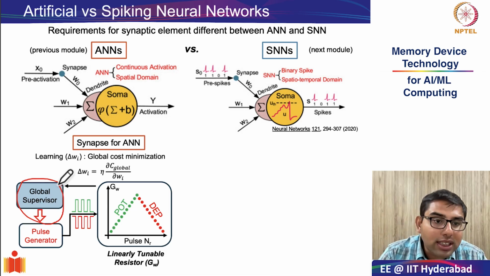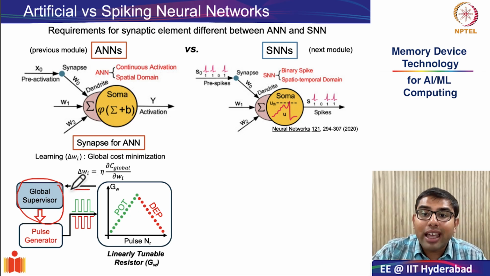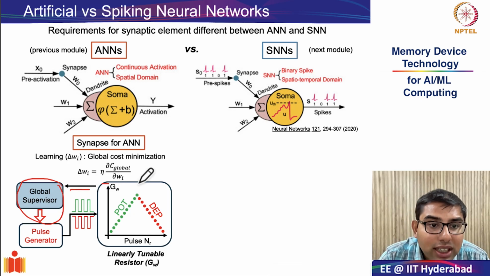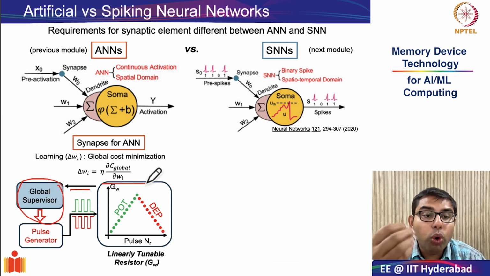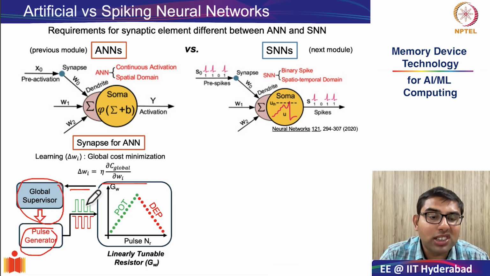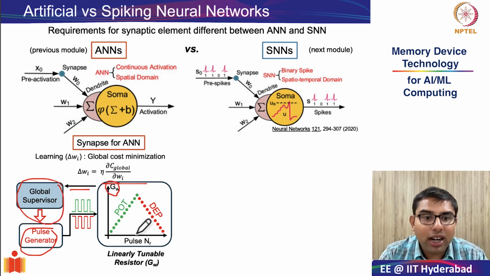What it does, it knows the current weight, and depending on how the current weight affects the global cost function, the new weight is computed. I hope you remember this from our study. Here, the updates to our weight depends on the global cost minimization. And once the new weight is decided, it tells a pulse generator to give appropriate pulses. Either you give positive pulses or negative pulses, so that the synaptic weight, which is generally modeled in hardware as a linear tunable resistor, can be modulated.